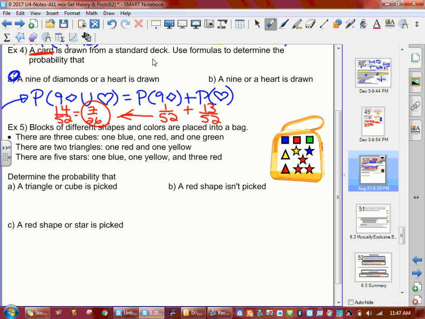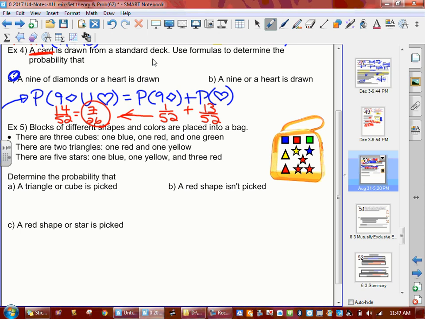We've got one blue cube, one red cube, one green cube. We've got one red and one yellow triangle. And then we've got a bunch of stars: 3 red, 1 blue, 1 yellow. We need to know a triangle or a cube.